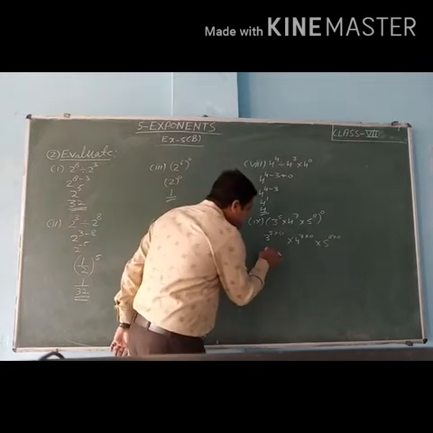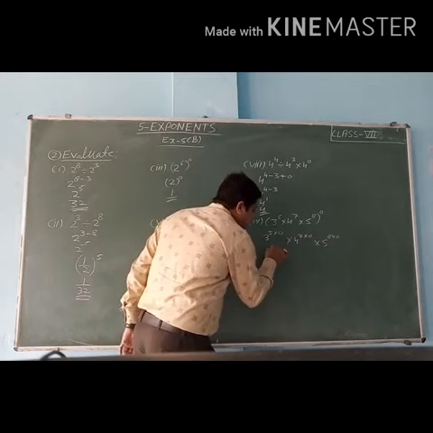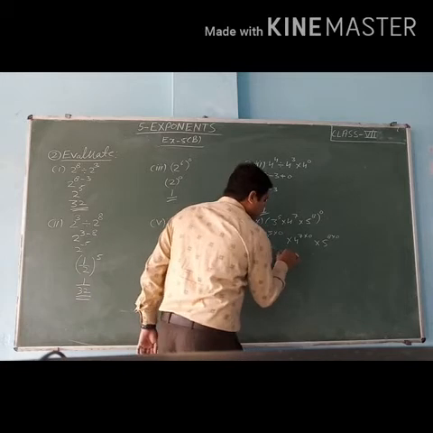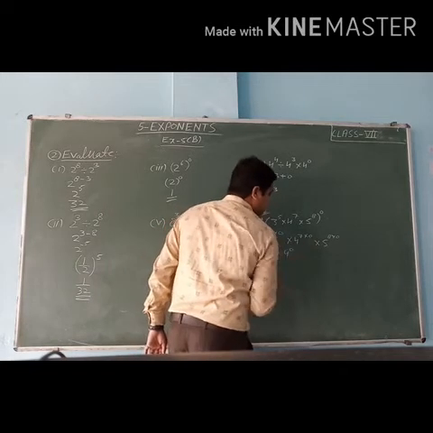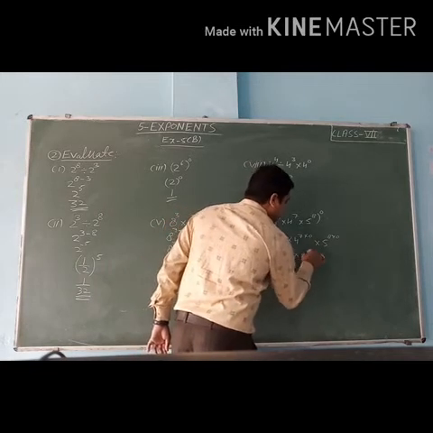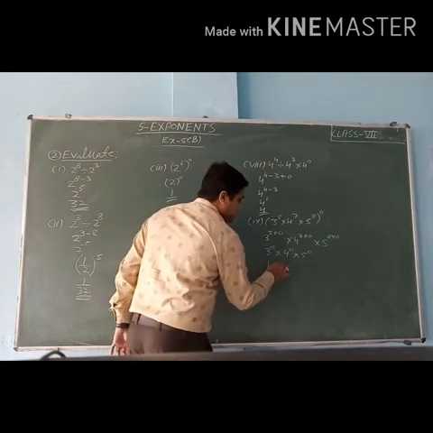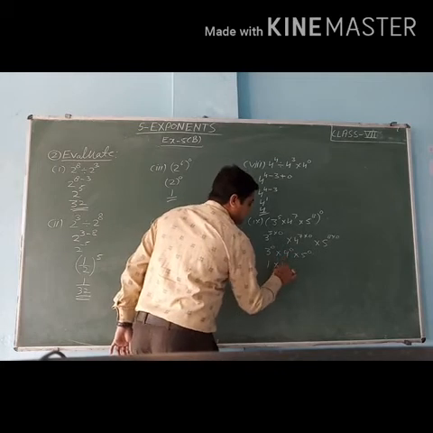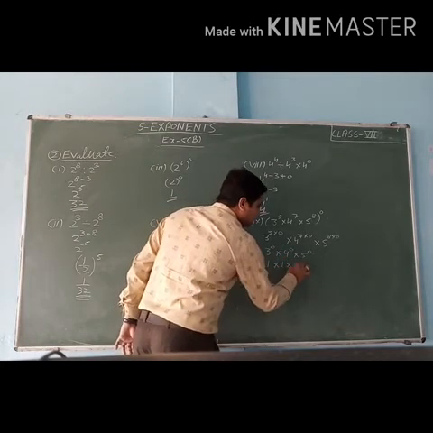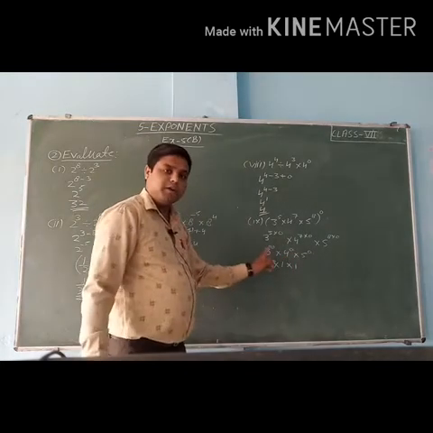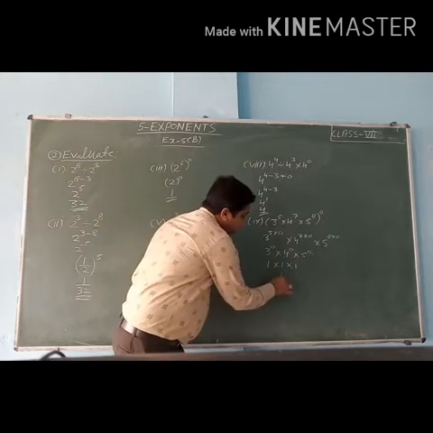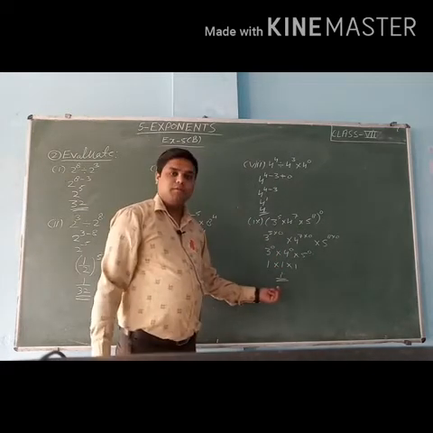So 3 raised to the power 5 zeros are 0, multiply 4 raised to power 7 zeros are 0, multiply 5 raised to power 8 zeros are 0. So 3 raised to power 0 means 1, multiply 4 raised to power 0 means 1, multiply 5 raised to power 0 means 1. So 1 into 1 into 1 means 1. So students, answer of ninth part is 1.